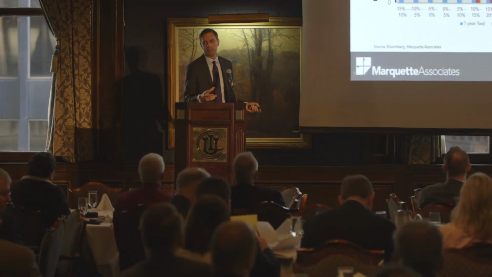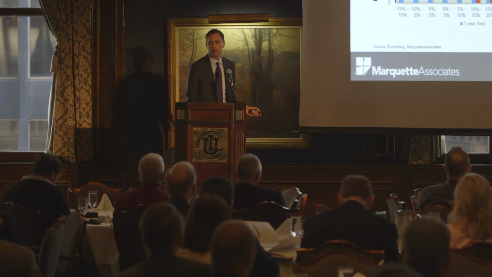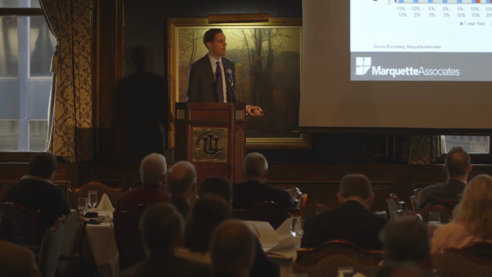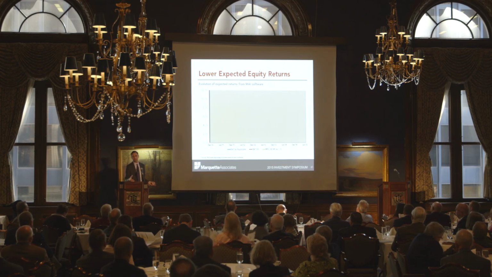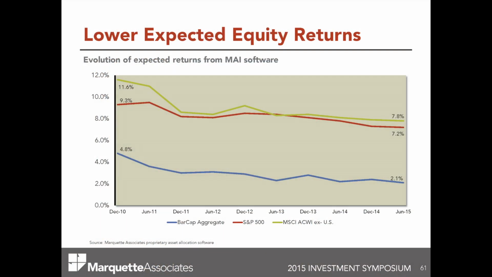One last slide we want to show you is the evolution of our expected returns for capital markets over the last 5 years and how they have dropped, in some cases fairly significantly. We're going to show you bonds, we're going to show you U.S. equity, we'll show you international equity. Now, bonds have gone from about 4.8 to 2.1, so they've been cut by more than 50%. U.S. equities, 9.3 to 7.2. International equity is 11.6 to 7.8.